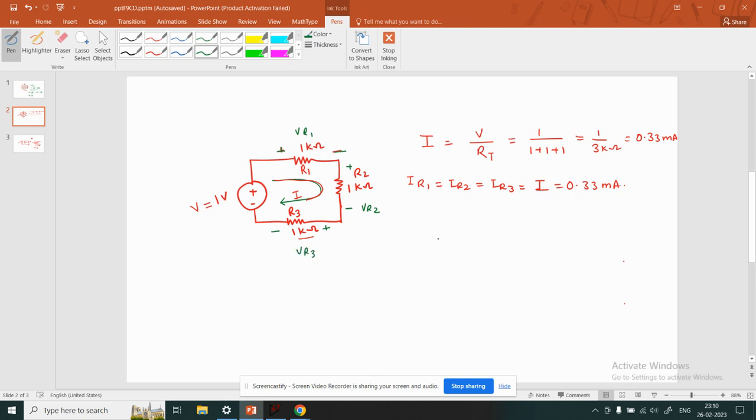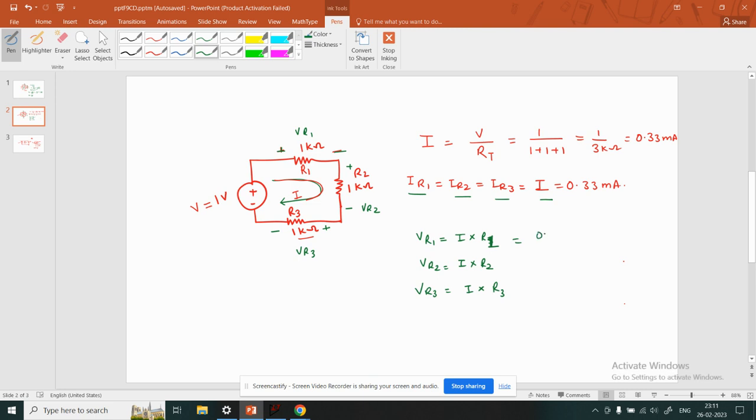R3 will be VR3. So we can write here VR1 would be the current multiplied by the value of that resistor, which is R1 here, and VR2 will be the current multiplied by the value of that resistor. Remember, the current I is the current through each of these resistors, that is IR1, IR2 and IR3 are the same as the total current into the network, which is I. And finally VR3 would be given as I multiplied by R3.